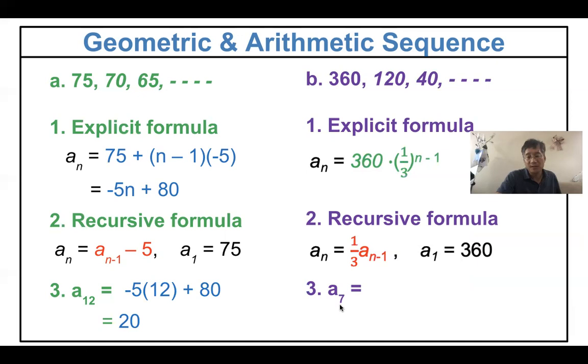Now, how do you get the seventh term? You put the 7 into the explicit formula. Using the explicit formula is better, right? So like this, and put this into the calculator, you get 0.493. It's not an exact value, it's a rounded one. Okay, does everybody understand? That's the geometric sequence and the arithmetic sequence.